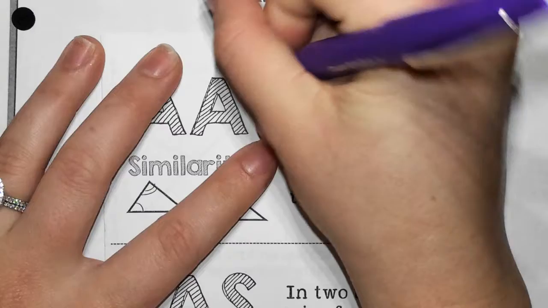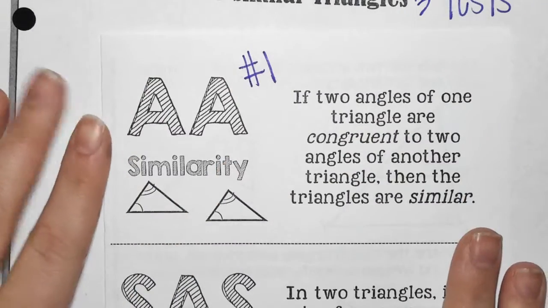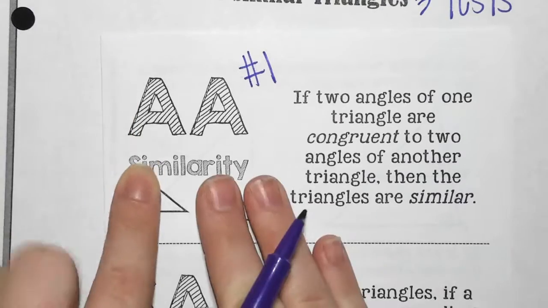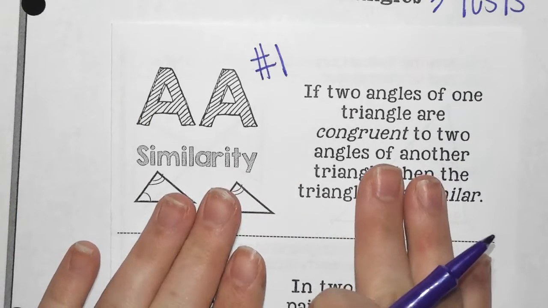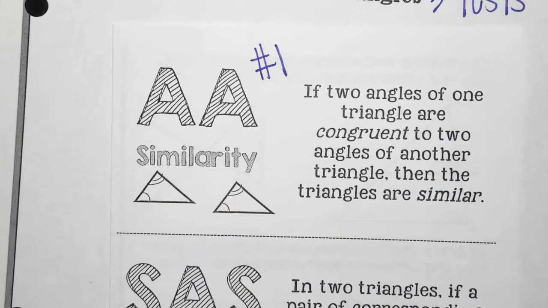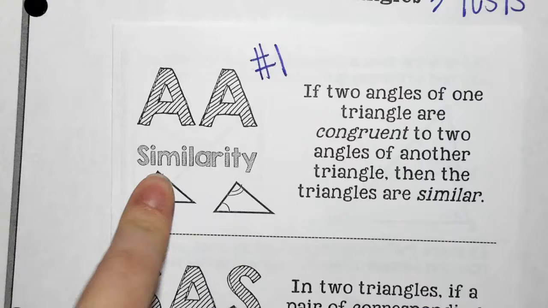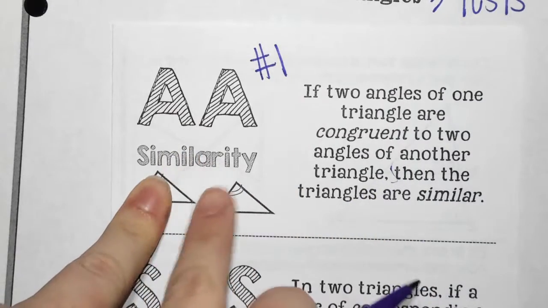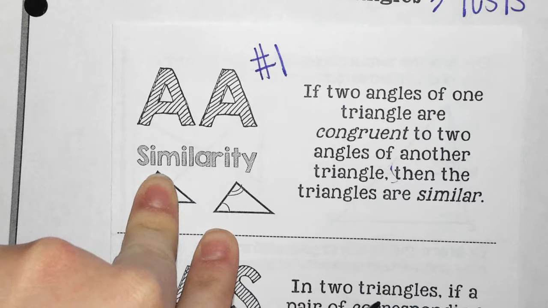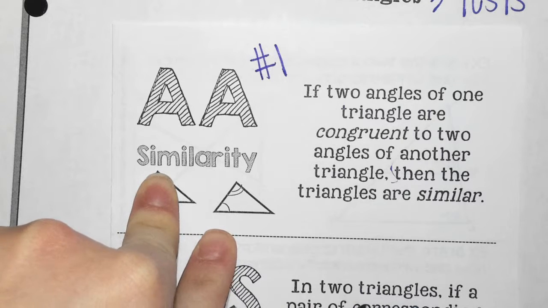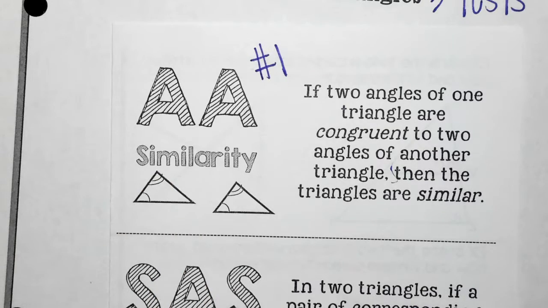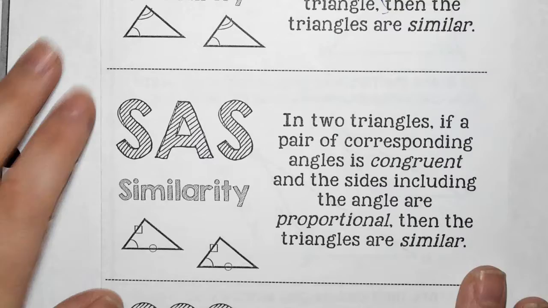Test number 1 is AA. It just means that you have two angles that are exactly the same. You don't even have to know any sides. If two angles are the same, then your triangles are similar. Remember, we're talking about similarity, not congruency. Like a model, right? Like Barbie dolls to real people. Like model cars to real cars. Like model trains to real trains.